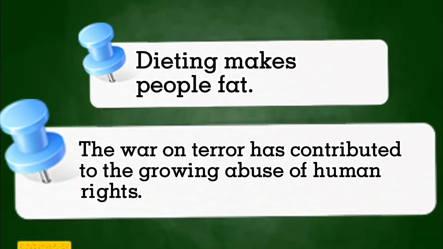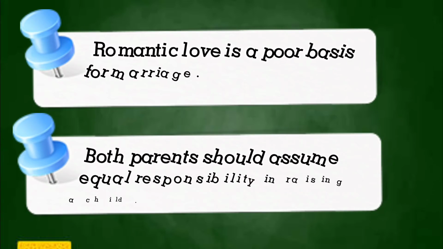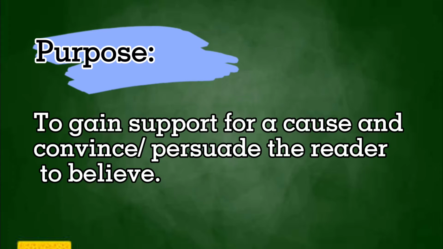Examples of these are: dieting makes people fat. The war on terror has contributed to the growing abuse of human rights. Romantic love is a poor basis for marriage. Both parents should assume equal responsibility in raising a child. Argumentative or persuasive, its purpose is to gain support for a cause and convince or persuade the reader to believe.